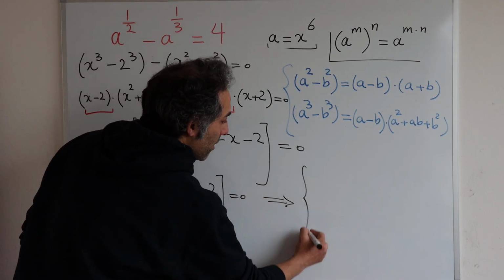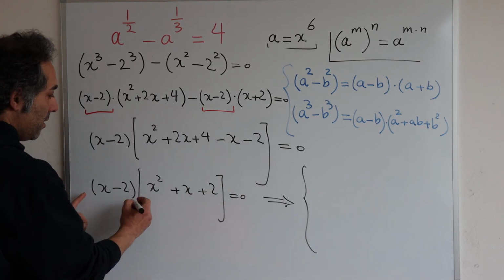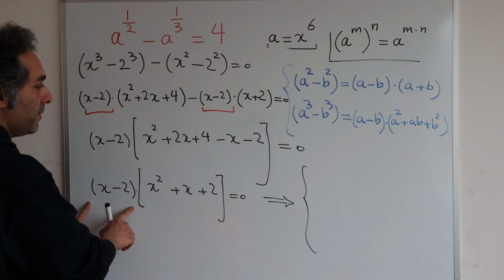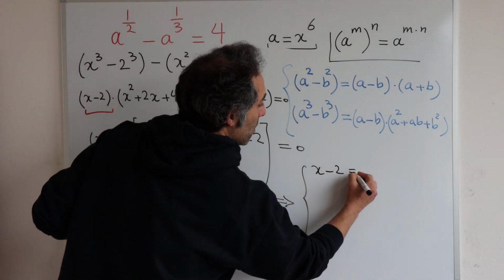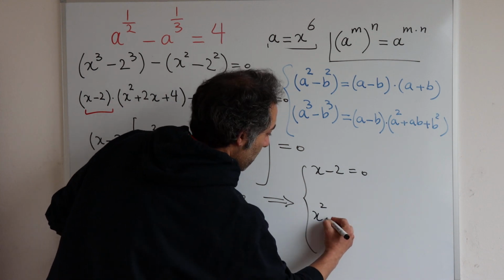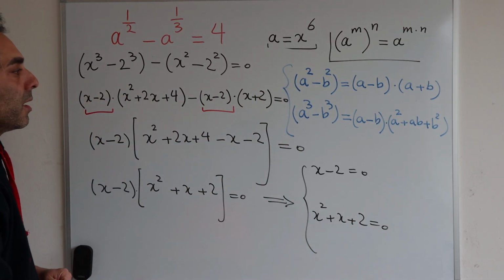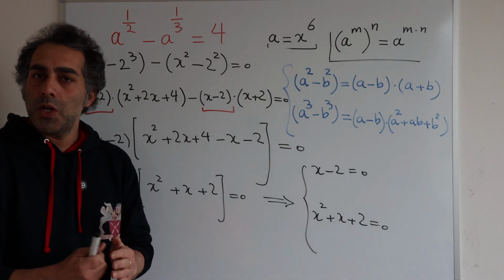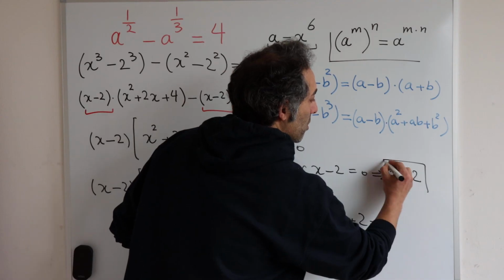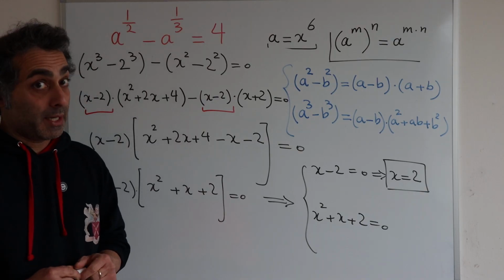By this equation, I have two equations equal to 0 because this term times this term is 0. Either this term is 0 or this term is 0. x squared plus x plus 2 equals 0. Now, the first one is very easy. The solution is x equals 2. Our first solution for x.